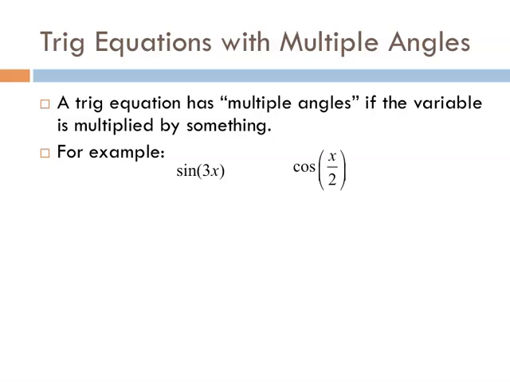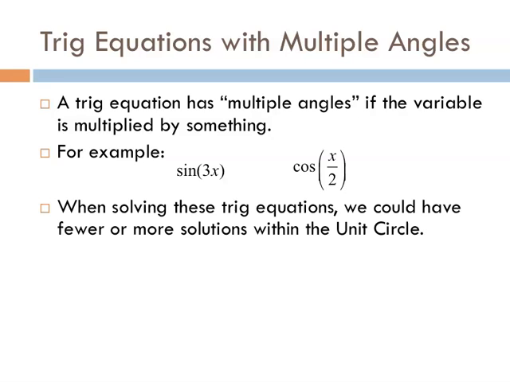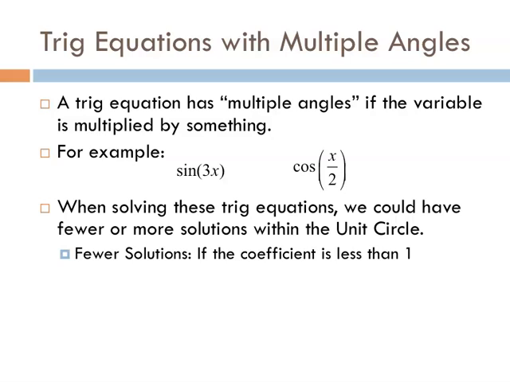So when you're solving these trig equations, we could have fewer or more solutions within the unit circle. Now, how do you know which one you would have, fewer or more? Well, you're going to have fewer solutions if the coefficient that you're multiplying that variable by is less than 1. So for example, we had cosine of 1/2 times x up there. That's going to have fewer solutions because the coefficient is 1/2. It's less than 1.